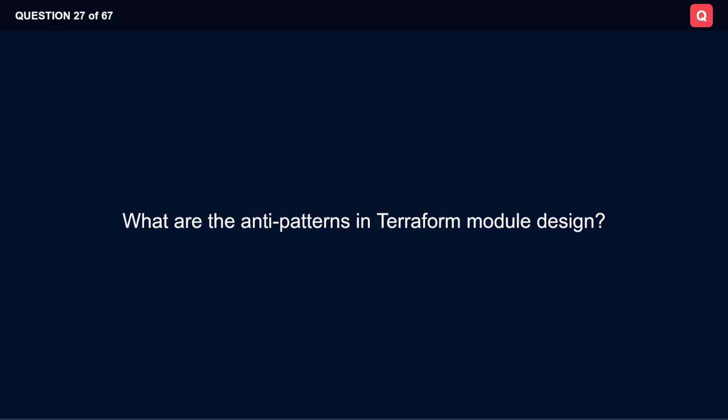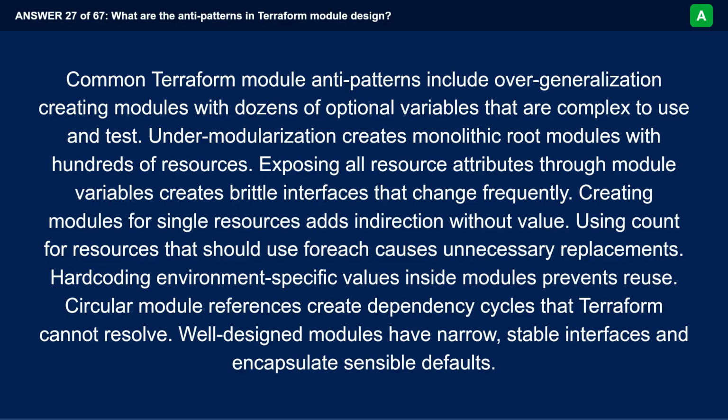What are the anti-patterns in Terraform module design? Common Terraform module anti-patterns include overgeneralization, creating modules with dozens of optional variables that are complex to use and test. Undermodularization creates monolithic root modules with hundreds of resources. Exposing all resource attributes through module variables creates brittle interfaces that change frequently. Creating modules for single resources adds indirection without value.